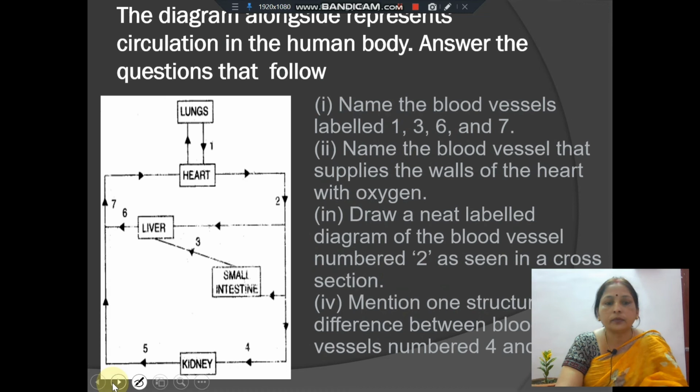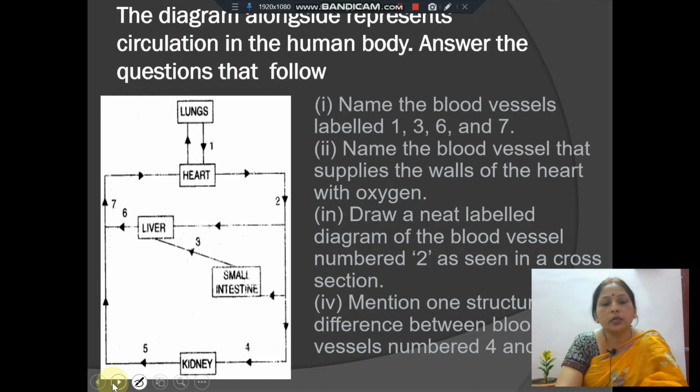Next, the diagram alongside represents circulation in the human body. Answer the following questions. Name the blood vessels labeled 1, 3, 6 and 7. 1, as you can see, receives blood from lungs to heart. So from lungs to heart it is always the pulmonary vein, which is an exception also. It carries oxygenated blood, but it is named as vein. So pulmonary vein, exception.